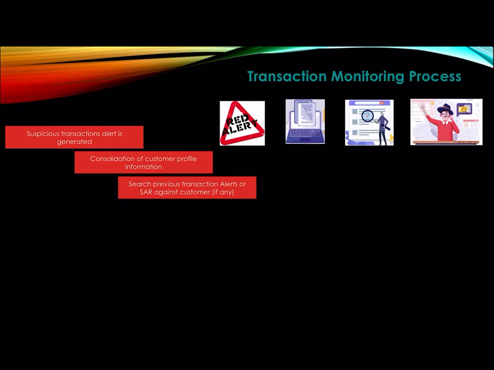Then we search previous transaction alerts or SARs against the customer to understand the basic activity of that customer, if any, and this will also clear our understanding of the previous alert, whether it's related to the current alert or not, right? Then we perform a transaction review and analyze the usual transaction pattern. Under this step, a holistic and high-level view of the activity for the relevant review period is undertaken to determine whether the activity in the account appears to be in line with your understanding of the customer, their business, or occupation.